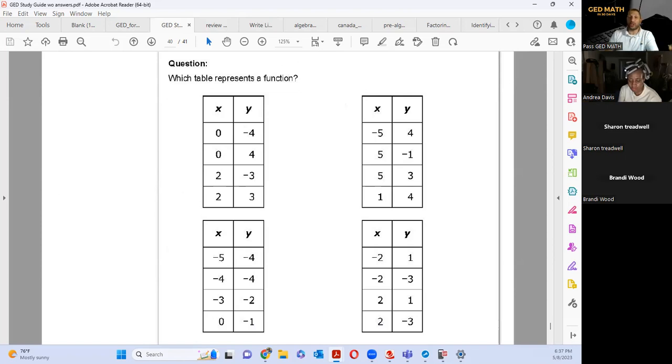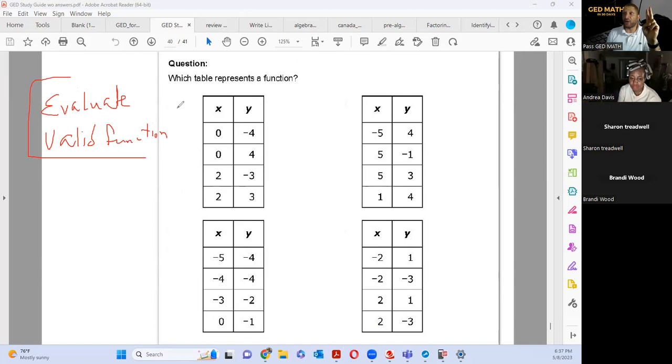The first thing you must remember for functions is there are only 2 things you're going to have to do for functions on the GED exam: evaluate, or tell us a valid function. For this one, which table represents a function? So you have to validate it.